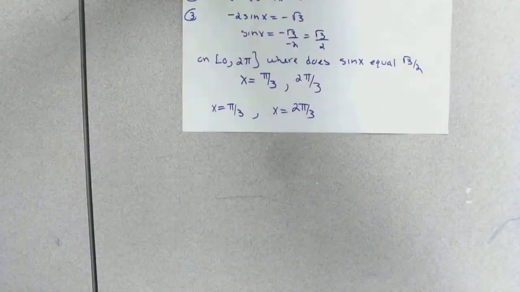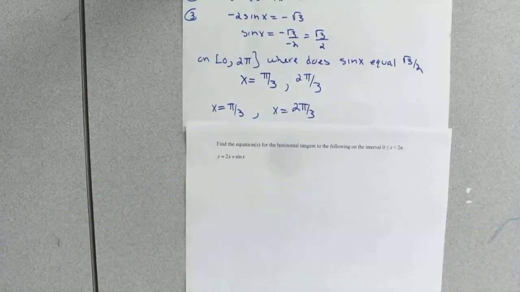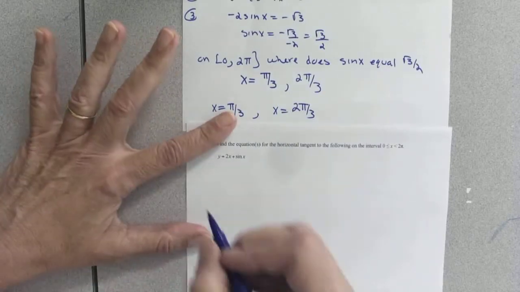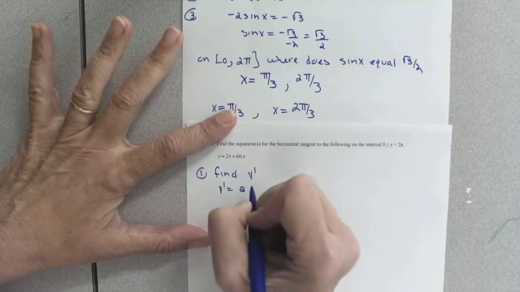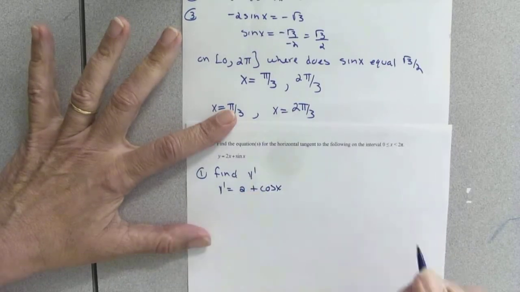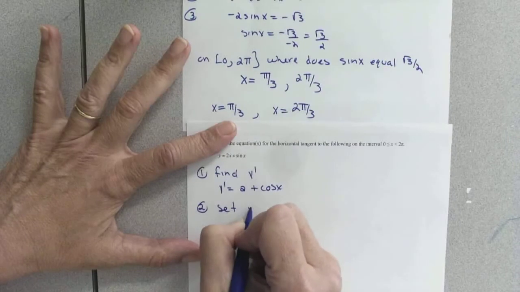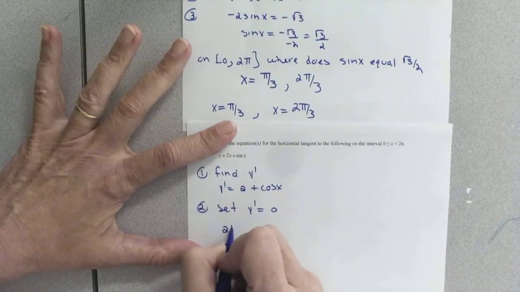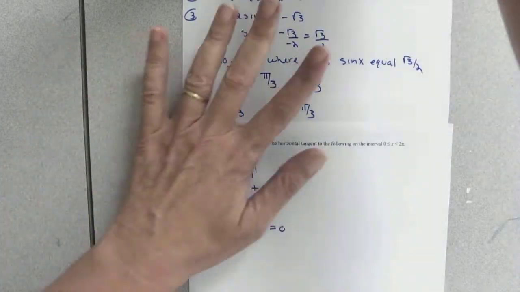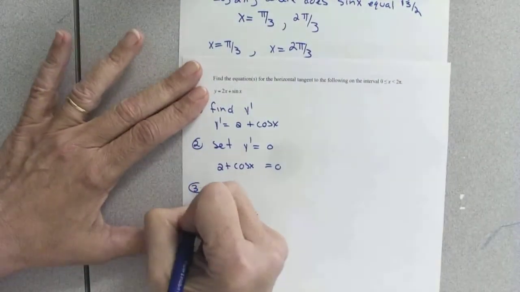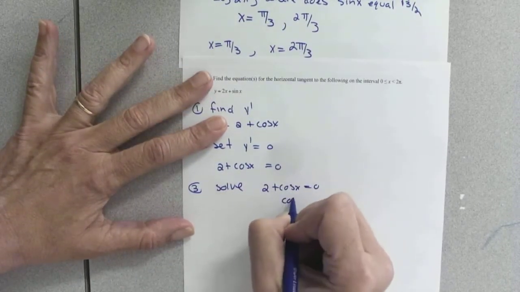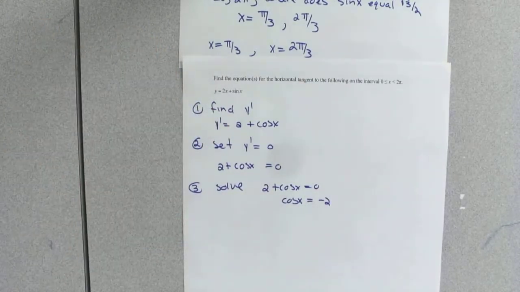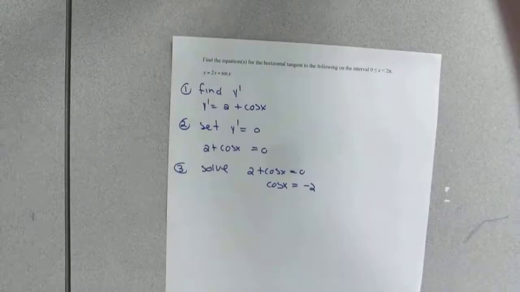Okay, last problem in this section, and then this section will be done. Same thing, find the equations for the horizontal tangents on the interval 0 to 2 pi. So same steps. 1, find y prime. So y prime is going to be 2 plus cosine x. 2, set y prime equal to 0. So we've got 2 plus cosine x equal to 0. 3, solve. So 2 plus cosine x equals 0. Cosine x equals negative 2.